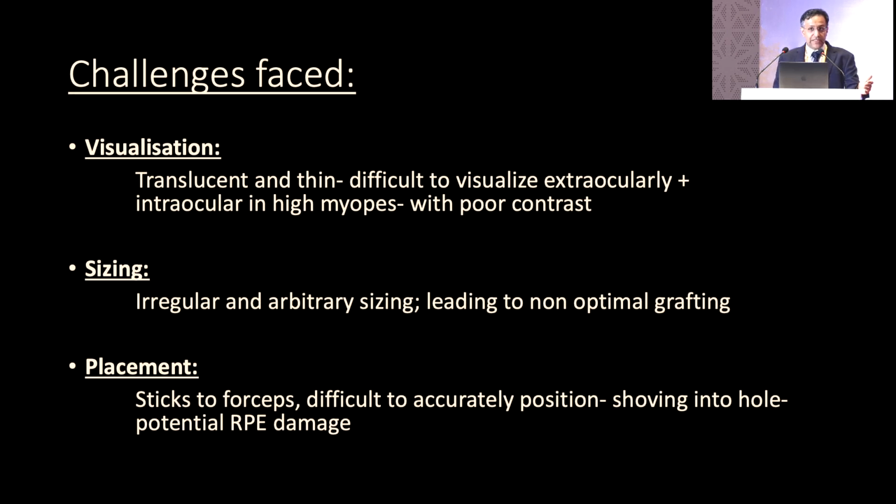What are the challenges faced when we use amniotic membrane in the posterior segment? We saw beautiful videos from Dr. Rushad and Dr. Dipinder. For them, it's easy because they're putting it on the surface. But for us, as retina surgeons, it's difficult to visualize because it's transparent and thin, difficult to visualize extraocularly, and intraocularly with high myopes it has very poor contrast. So first was visualization. Second is sizing, which is irregular and arbitrary, leading to non-optimal grafting. And the third, very important, was placement. It's sticky, it sticks to forceps, and is difficult to place accurately. If you just shove it into the hole with the forceps, you have a potential of damaging the RPE layer.